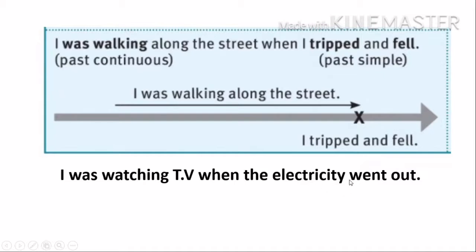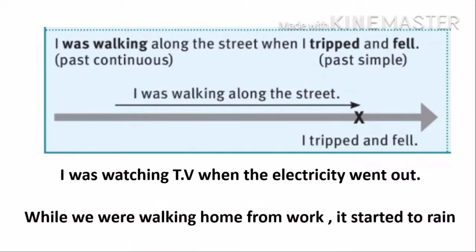As you could notice here, we have a simple past action, a past simple action. Went is the past of go. So the action that interrupts the long action in progress is in past simple, and the large action, the ongoing action, the action that's in progress, goes with past continuous.